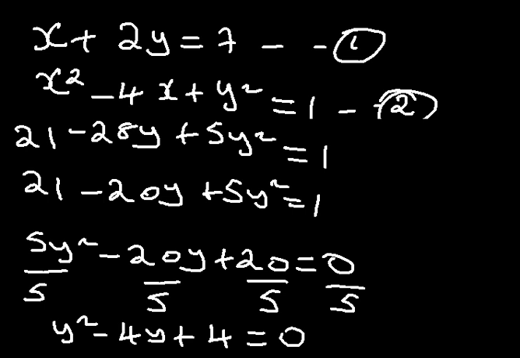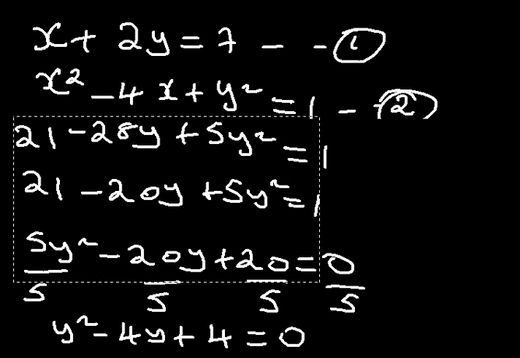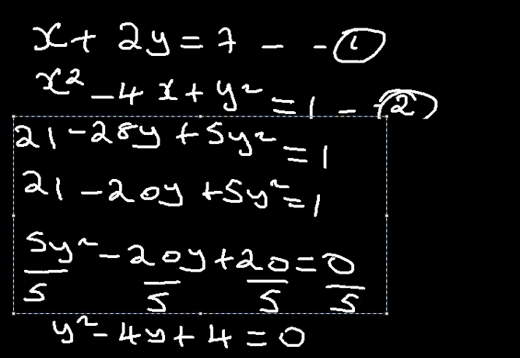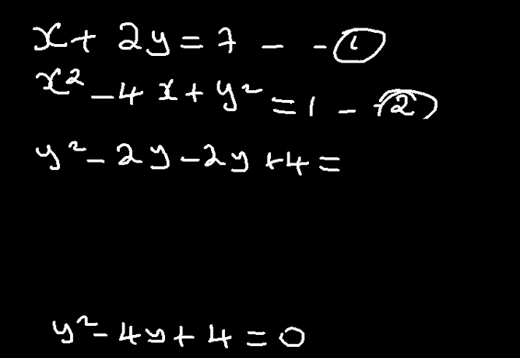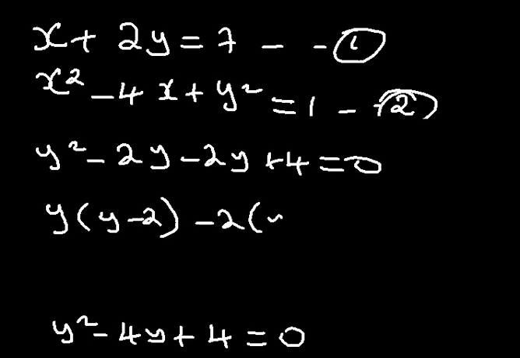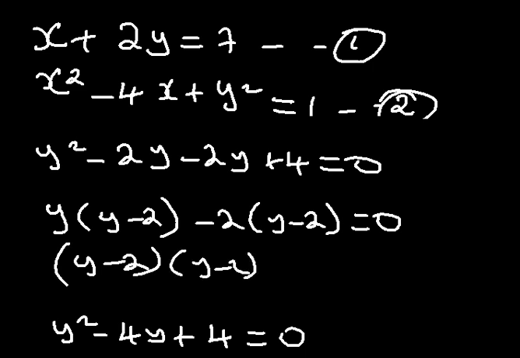So in this case we have to solve for y using the factor method. That will be given as y squared minus 2y plus 4 equal to 0. So in this case we'll have (y - 2)(y - 2) equal to 0.